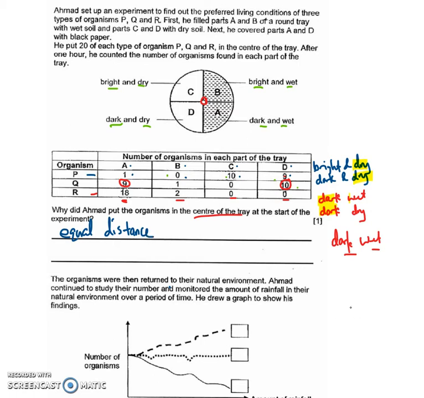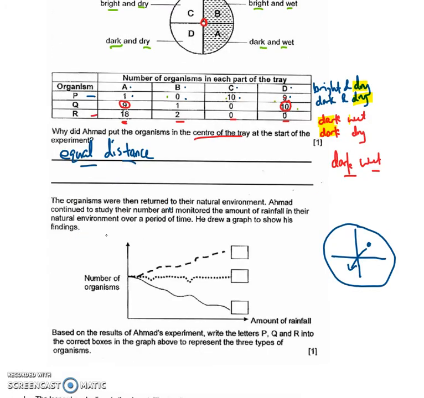Now, if you think about it, if Ahmad puts the organism, so this is the center, at the corner of the tray here, then it wouldn't be a fair experiment because it would be near this part, all right? And it will have to travel a long distance to come to this part of the tray. So the key words are equal distance to all parts of the tray. Now let's take a look at the second part.